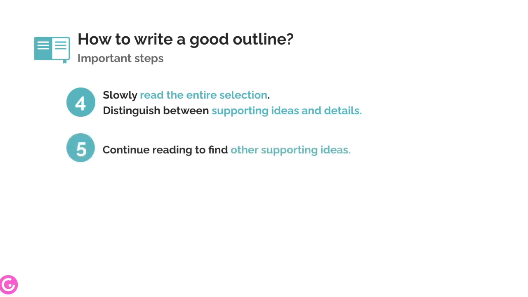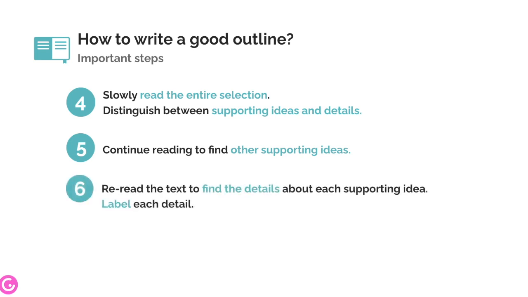Step 5. Continue reading to find other supporting ideas. Use a different letter for each. Step 6. Reread the text to find the details about each supporting idea. The speed you use to reread will depend on how well you understand the ideas. If you understand the material, you can read it quickly.